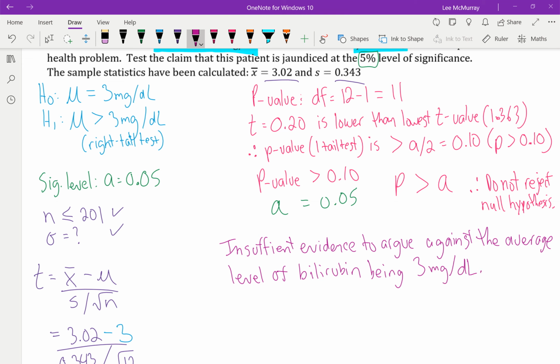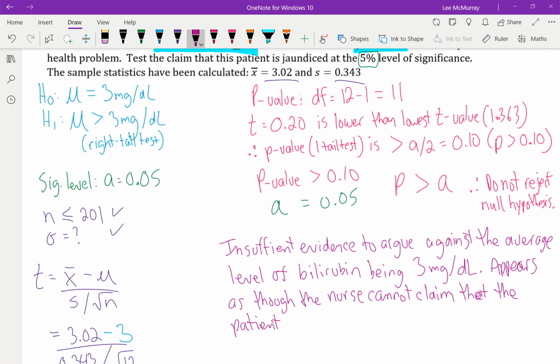So what does that mean as far as the patient? We can say it appears as though the nurse cannot claim that the patient is in fact jaundiced. The evidence just isn't strong enough to indicate definitively that this patient is jaundiced. Okay, so there you go.